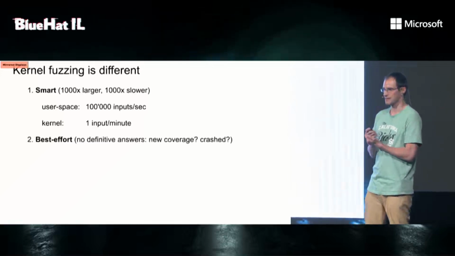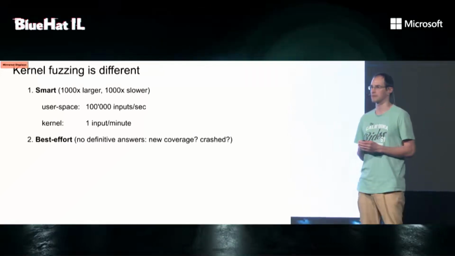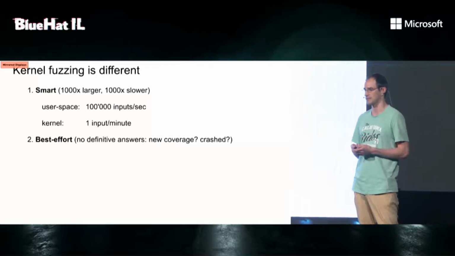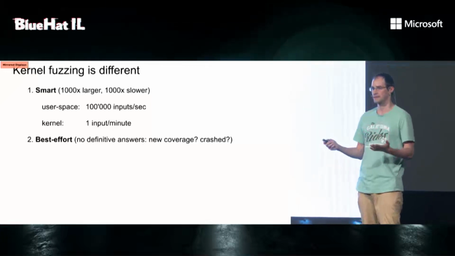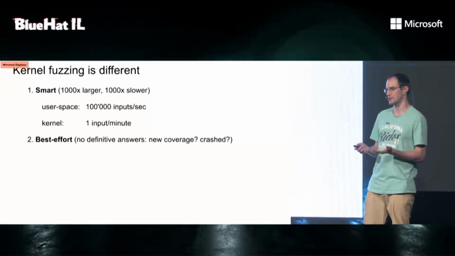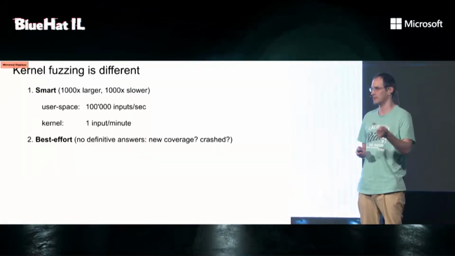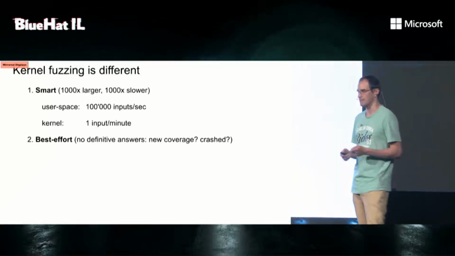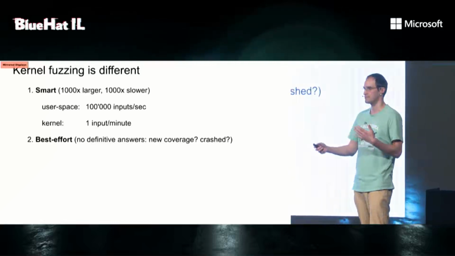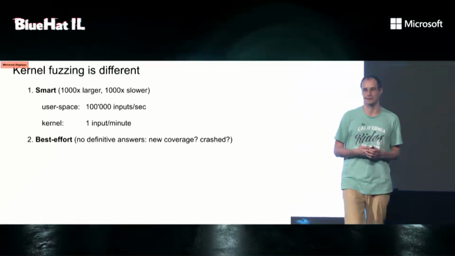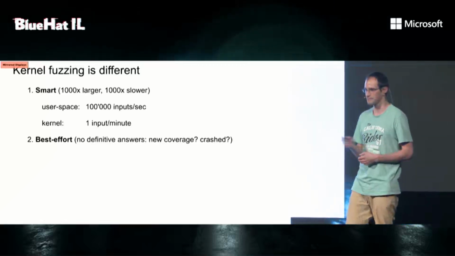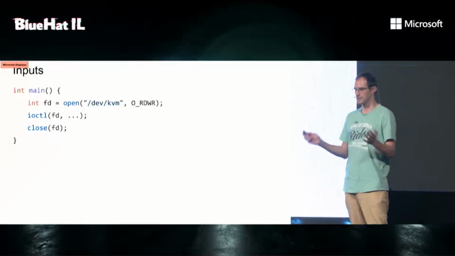And the second thing is that the fuzzer needs to be best effort, because you can't get definitive answers for almost anything. You can't always understand whether it gives new coverage, or even whether it crashed, or whether this program reproduces the same crash we saw here. And the fuzzer needs to operate in this context still. Okay, so this is the problem space.